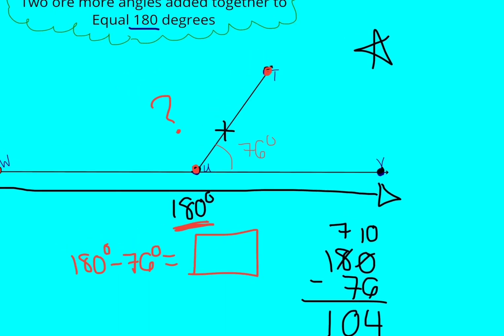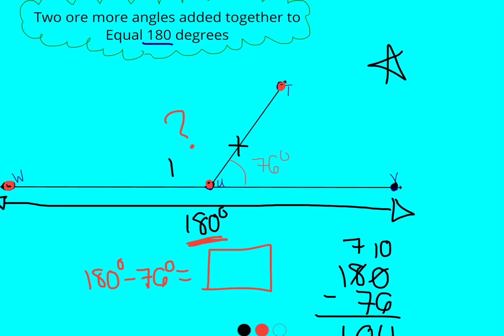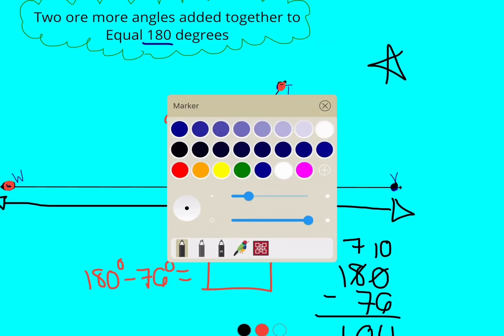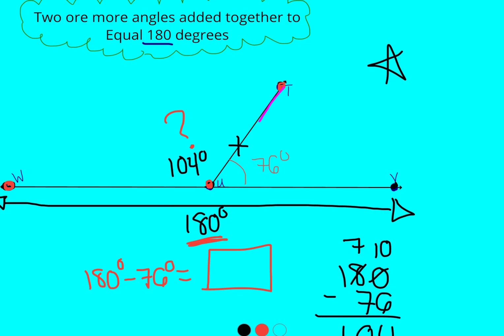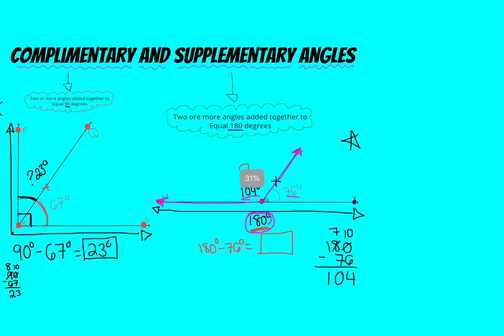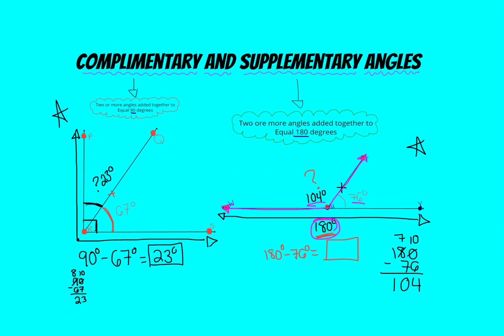So my missing angle measurement is 104 degrees, which makes sense because we know that this angle, although probably not drawn to scale, is an obtuse angle, so it has to be bigger than 90 degrees, and 104 plus 76 does equal my 180, which makes them supplementary to each other. So that's how you find complementary and supplementary angles.